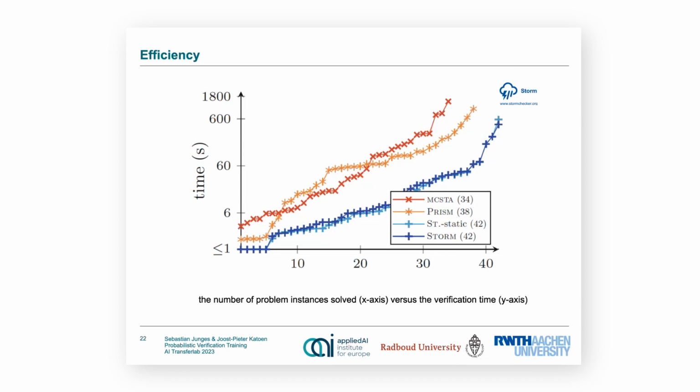And you see that the tool Storm, which is indicated by the two blue plots. Why do we have two? Because there are two modes in which I can run Storm. And what you see here is that we outperform other existing tools. For instance, the orange plot is by a tool in Oxford. The red one is something in Twente in the Netherlands. And you see that Storm is doing extremely well in these competitions.